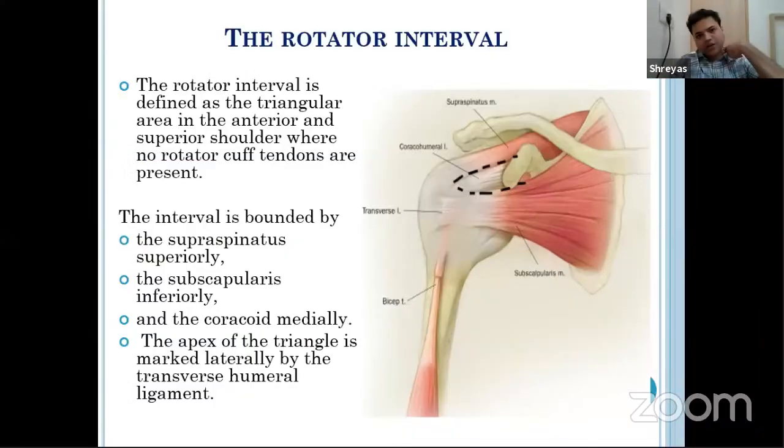So coming to the rotator interval. Why is it called an interval? Because there is no rotator cuff tendon present at this triangular space. It is located anteriorly and superiorly to the shoulder joint. It is bounded by four structures: superiorly by the supraspinatus, inferiorly by the subscapularis, medially by the coracoid process, and laterally by the transverse humeral ligament, which also corresponds to the apex of the rotator interval.